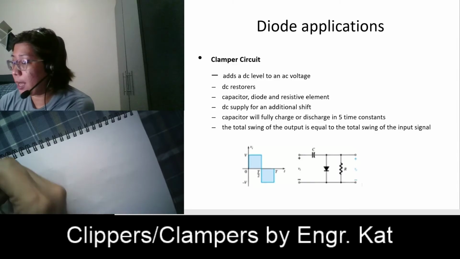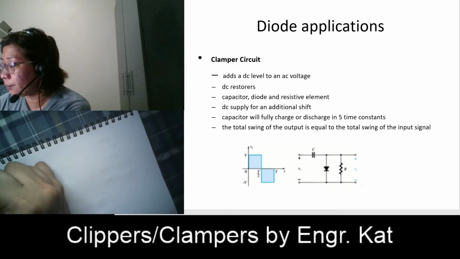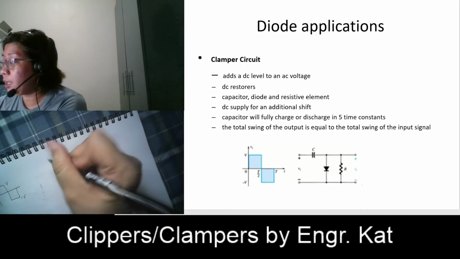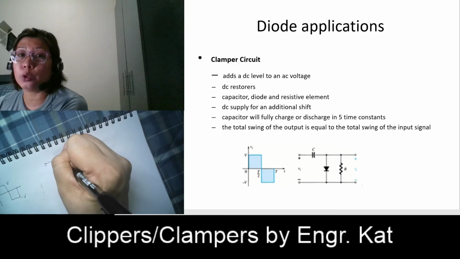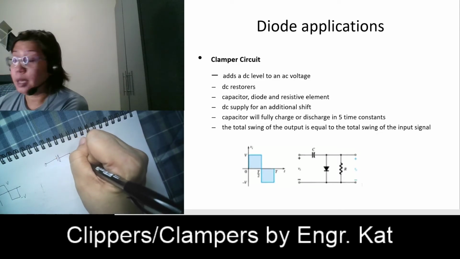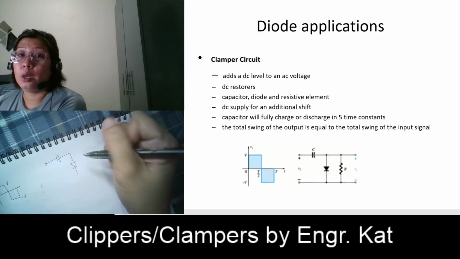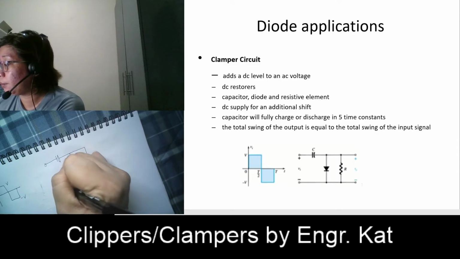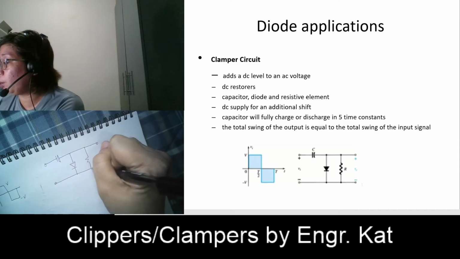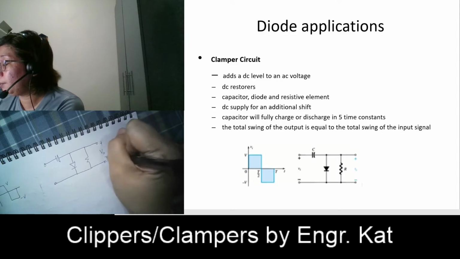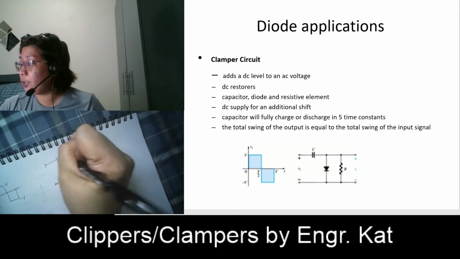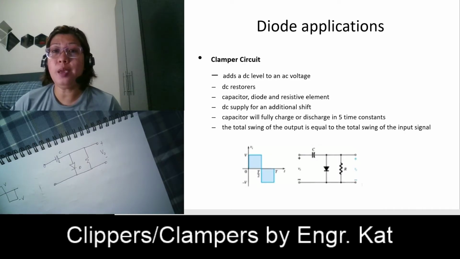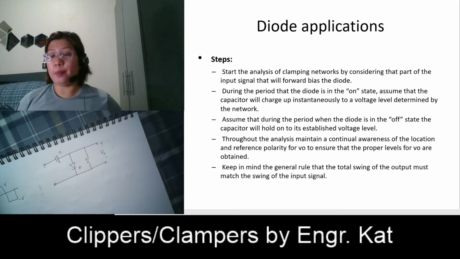For example, I have here your V. This is V and this is negative V, and this is our circuit. This is your capacitor, this is your diode, and this is your resistor. This is your output. This is your C, this is your diode, and this is our input. Let us follow the steps. So what are the steps?